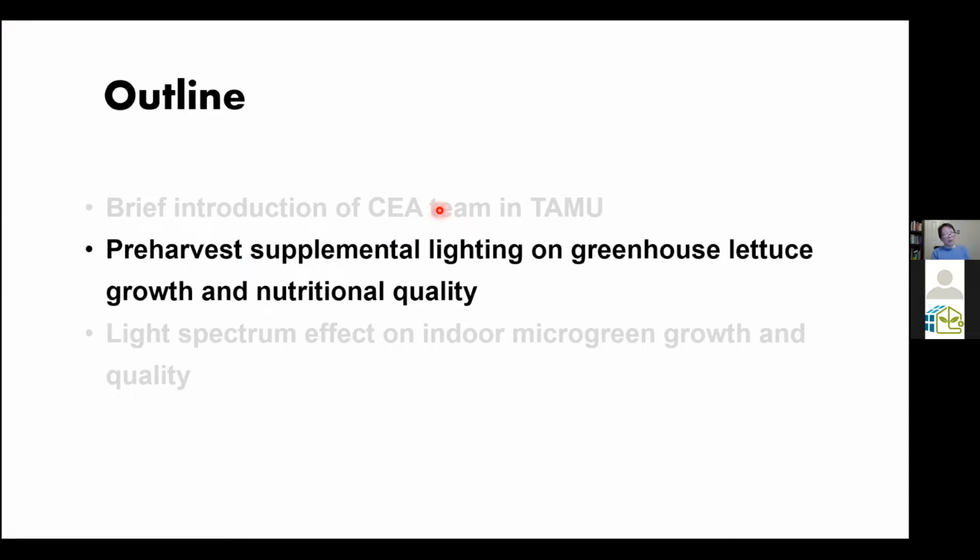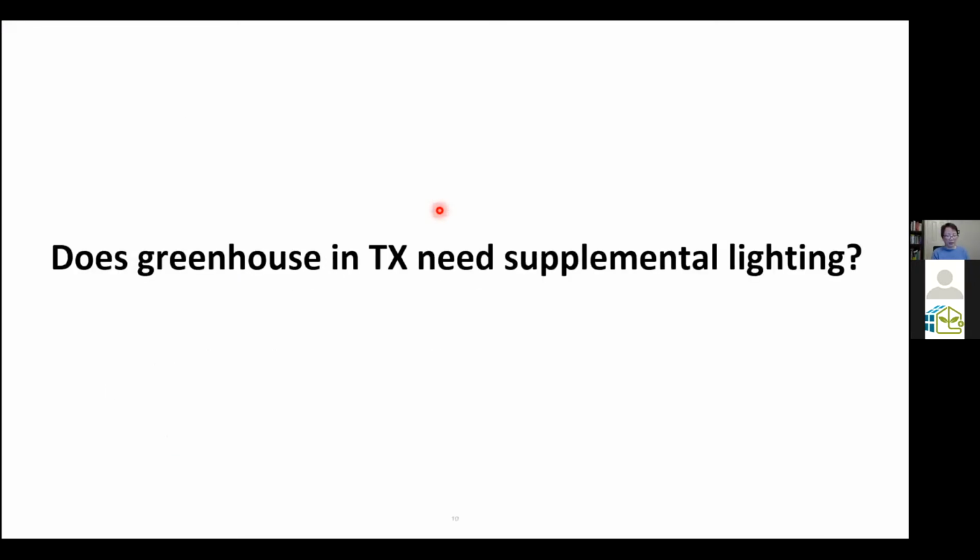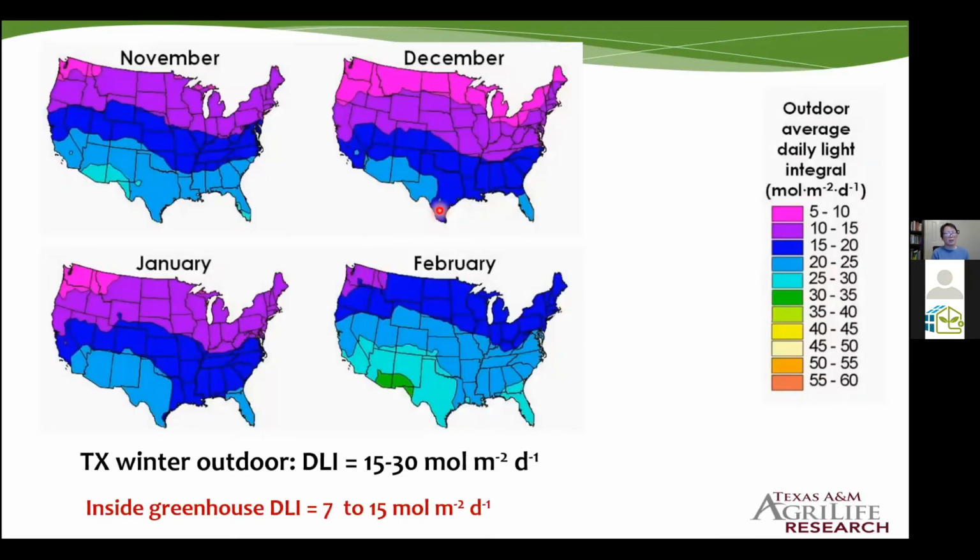So the first topic for today's research results sharing is the pre-harvest supplemental lighting on greenhouse production. We have heard from many industry stakeholders and even colleagues the question: in Texas, do you still need supplemental lighting? They think that in the southern states, probably we have enough light. So to answer this question, we can look at the DLI map. This is the winter, from November to February, outdoor DLI. As you can see, in Texas the DLI actually is between 15 to 30 moles per day.